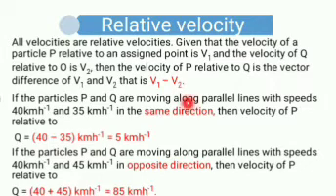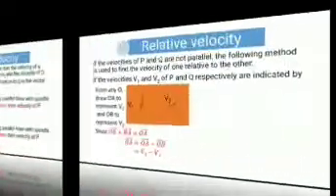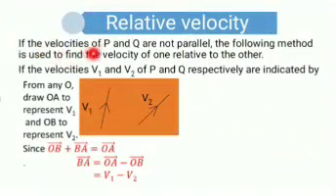Exactly. So that is if they are moving along parallel lines. But if they are not moving along parallel lines, is that okay? What will happen? If the velocities of P and Q are not parallel, how do we find the velocity of one relative to the other? Exactly. So if the velocities v1 and v2 of P and Q respectively are indicated by this, this is v1, then this is v2.